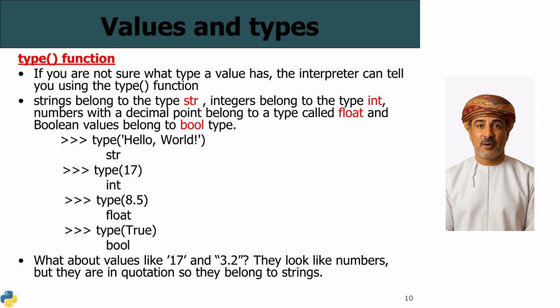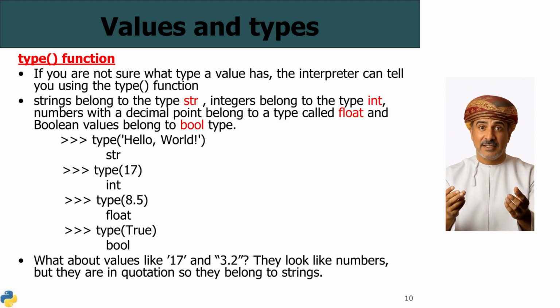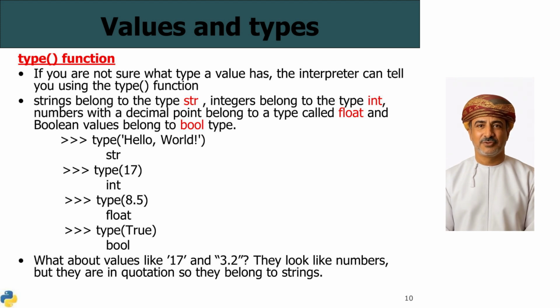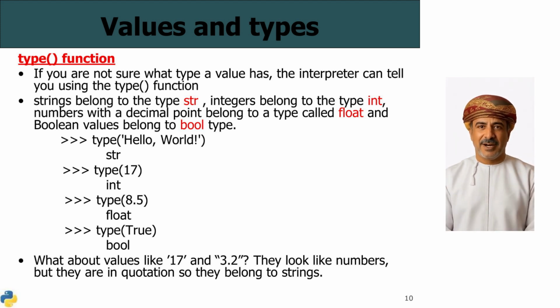The type function helps identify the data type of a value. For instance, "hello world" is a string, str, 17 is an integer, int, 8.5 is a float, and True is a boolean, bool. Values like "17" and "3.2", despite appearing numeric, are strings due to quotation marks.